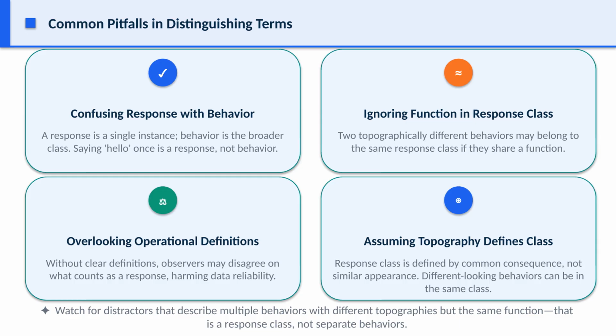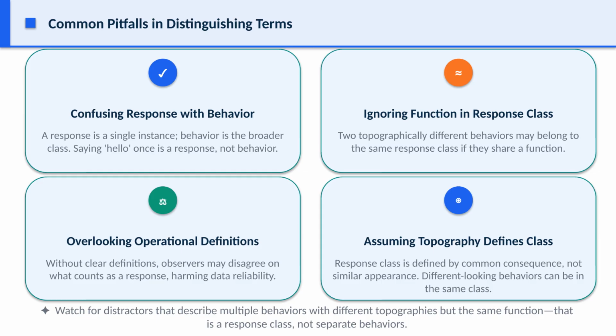On the BCBA exam, distinguishing between behavior, response, and response class is a common source of error. So let's clarify these pitfalls. First, remember that a response is a single instance. Saying hello once is a response, not behavior. Behavior is the broader class of similar responses over time.